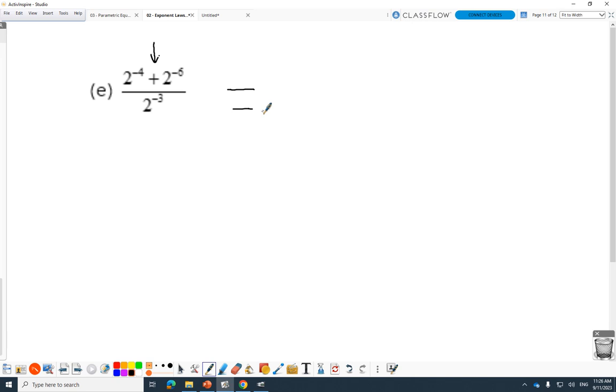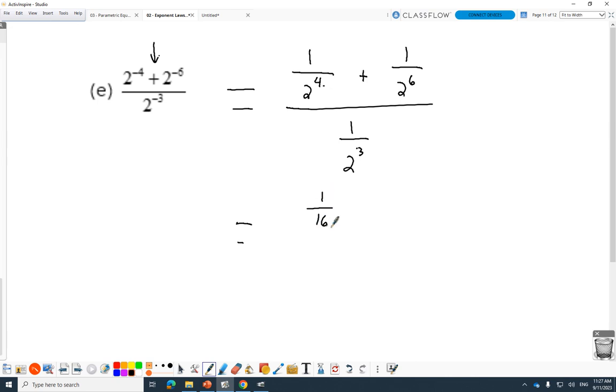2 to the negative 4 is 1 over 2 to the 4. And 2 to the negative 6 is 1 over 2 to the 6th. Individually, I can put them into the denominator. Separate denominators. And if right now you're thinking, really, Mr. Todd? The answer is yes. Really? And I can deal with each of those individually. 1 over 16 plus 1 over, it's 64.